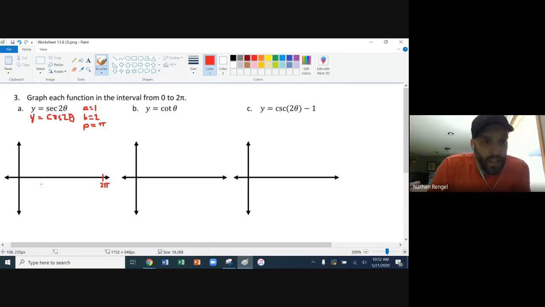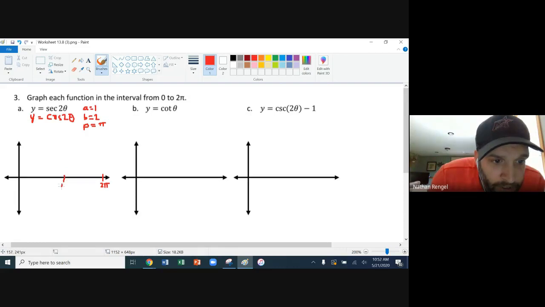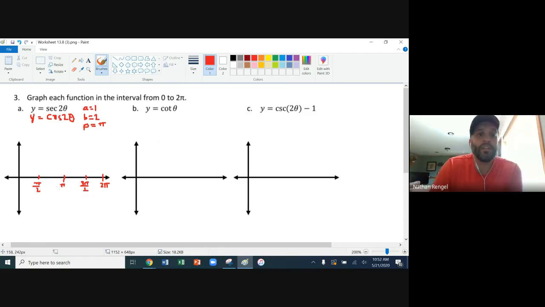All right. 2 pi is right there. We'll go halfway between. There's where pi is. And then pi over 2, and 3 pi over 2. Now I'm going to have 2 cycles between 0 and 2 pi. That's what this b value is telling me. So I'm also going to include pi over 4 units. I'm not going to write in all of them, but there's where my pi over 4 units would be.